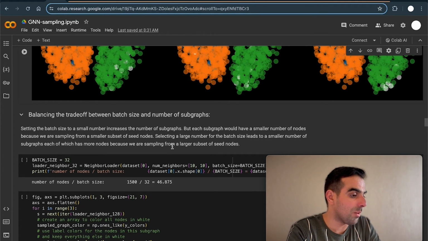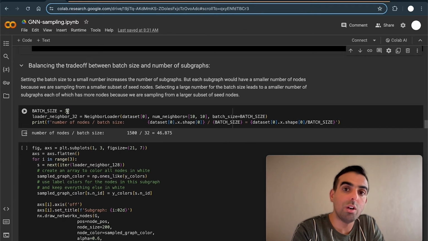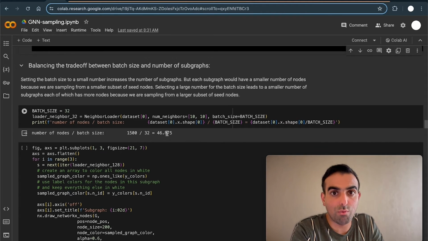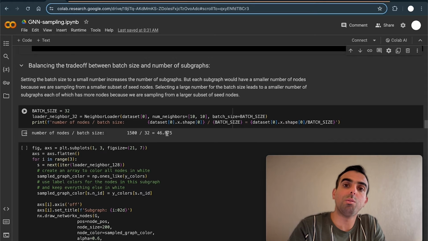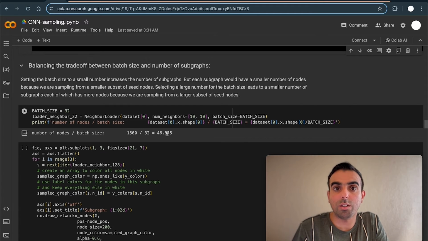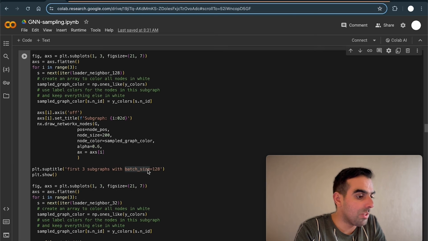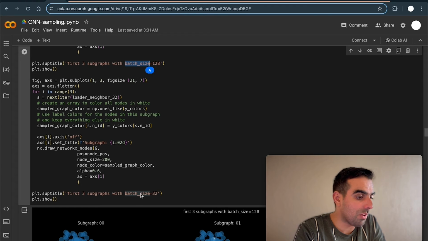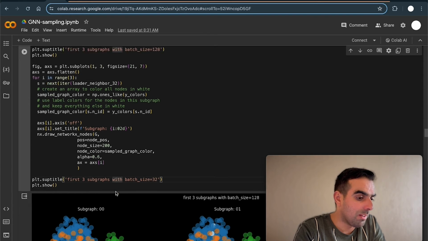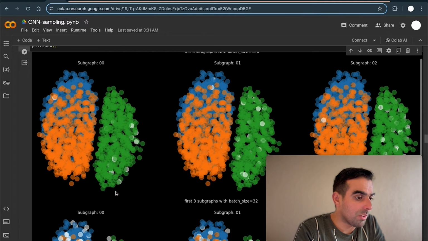So here is a comparison between a batch size of 32 seed points and 128 seed points. If we use a batch size of 32, the number of nodes is 1,500 divided by 32. This gives us 46.8, so in total we would have 47 subgraphs. But if we use a batch size of 128, we get 12 subgraphs. Here I plot the first 3 subgraphs for batch size equals 128, and the first 3 subgraphs for batch size equals 32. So this is the comparison.